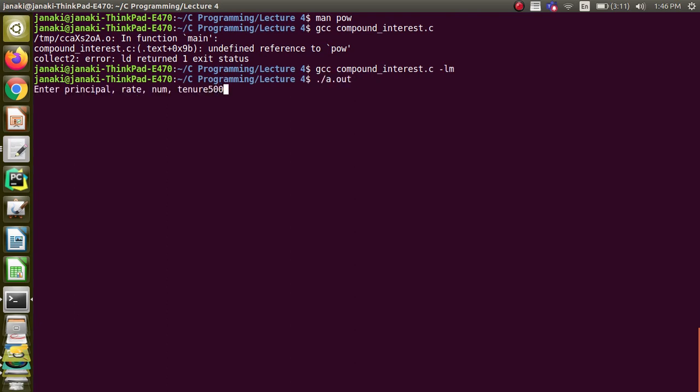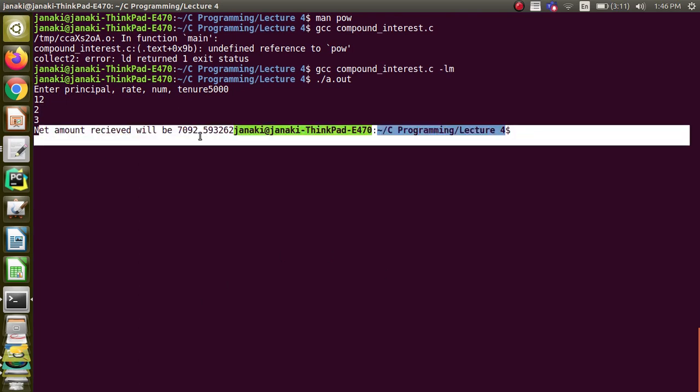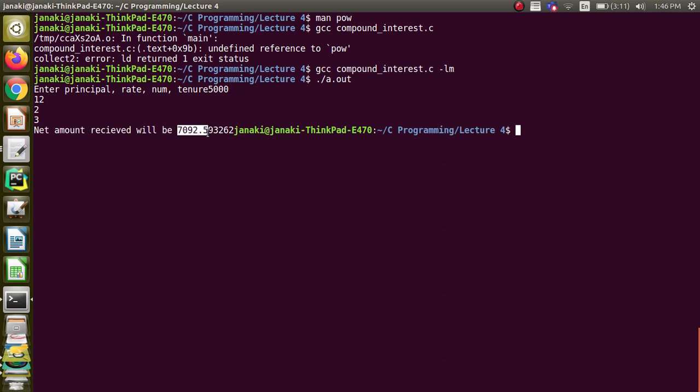So it's asking you what is the principal amount, 5,000. Rate of interest I am going to give as 12%. Number of times it's going to get compounded, 2 times, half yearly, and then tenure, if I am going to make it for 3 years, then this will be the total amount that I will get. Net amount received will be this one.